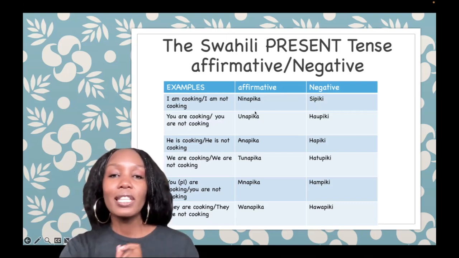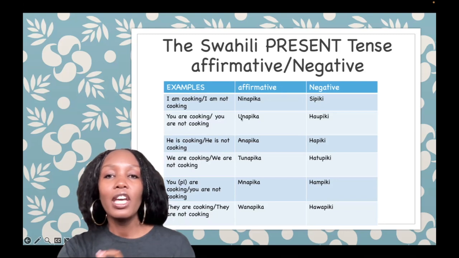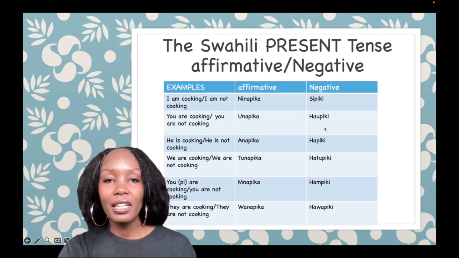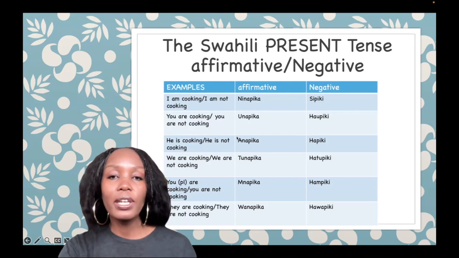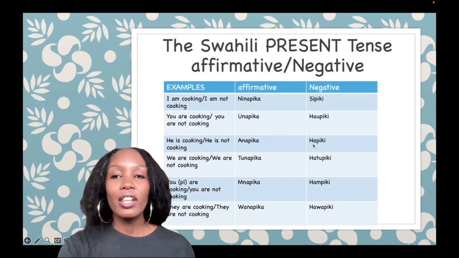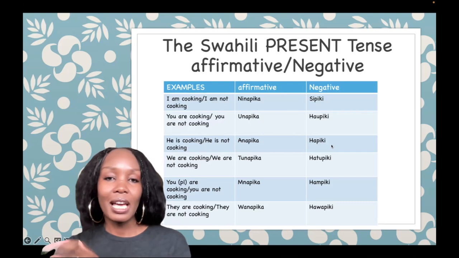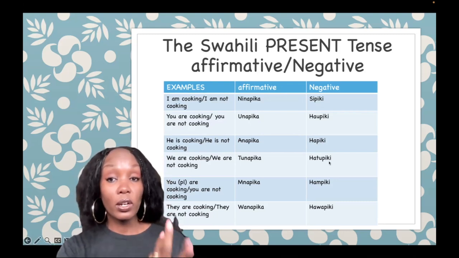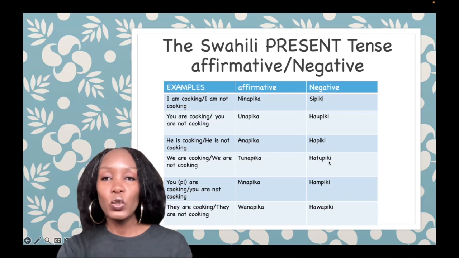Now, let's look at the second person. You are cooking, unapika. In the negative, hupiki. He or she is cooking becomes anapika. And if they're not cooking, it's hapiki. We are cooking is tunapika. We are not cooking becomes hatupiki.